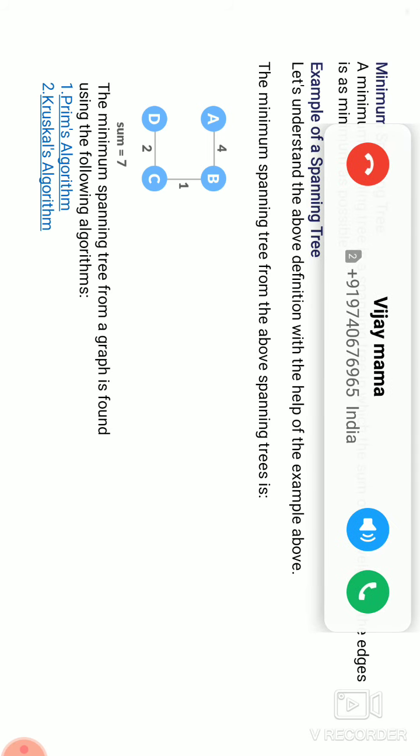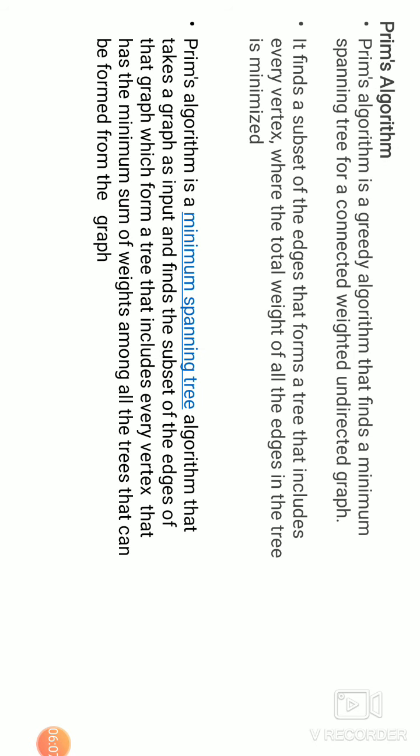So there are two different methods of finding the minimum spanning graph or minimum spanning tree. Two methods. They are Prim's algorithm and Kruskal's algorithm. Prim's algorithm is a greedy algorithm that finds a minimum spanning tree for a connected, weighted, undirected graph. That is, Prim's algorithm is used to find the minimum spanning tree, wherein the minimum spanning tree has a subset of all the edges and vertices that are there in the original graph.